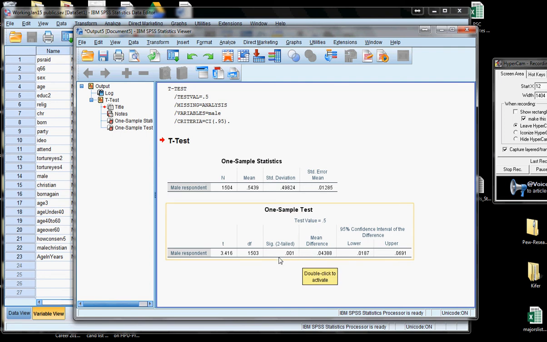In fact, what this significant two-tailed test is telling us is that 999 times out of 1,000, if we were to go out and sample the population, if you got a sample of 1,504 people, you'd expect almost every time to find that more of your sample was male than should be. And what that means is that this 54.39 statistic is in fact statistically different than 0.5. Put in practical terms, we can say with almost complete confidence that there are more males in that sample than there should be.